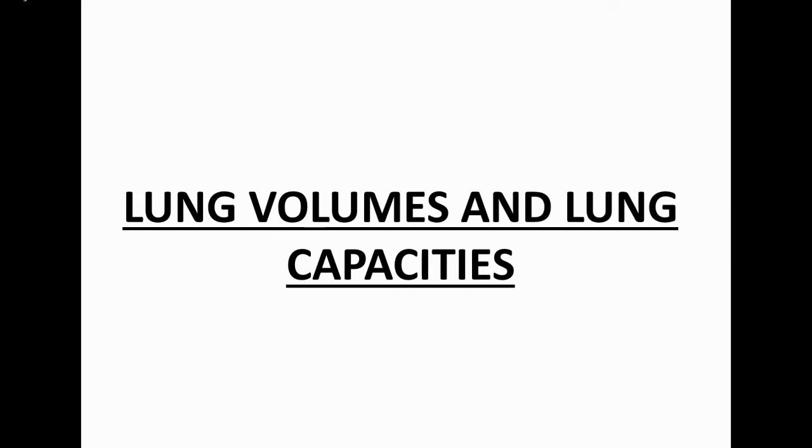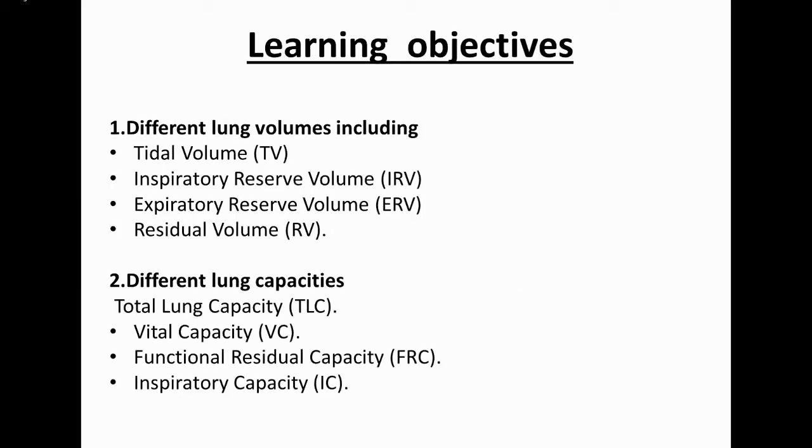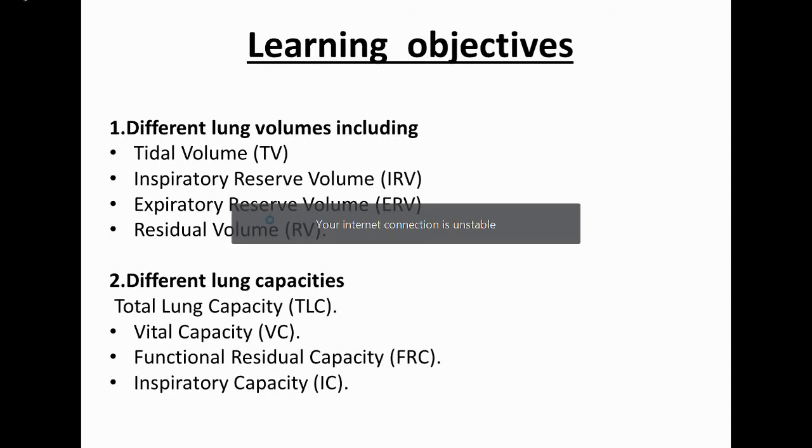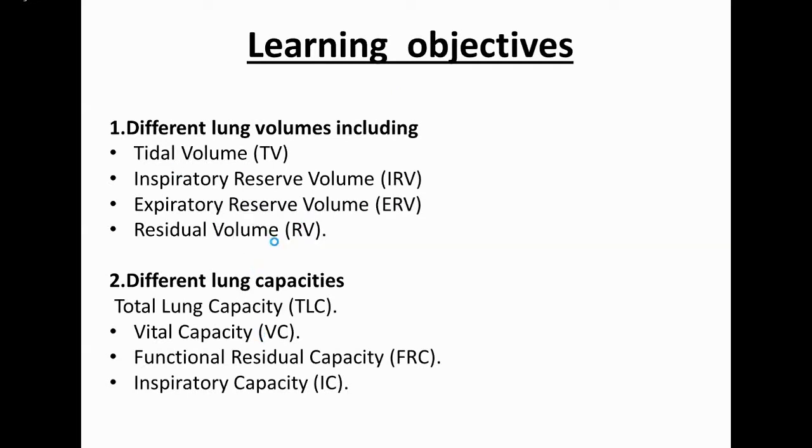To detect the lung function, we have to have some parameters, and those parameters are the lung volumes and the lung capacities. So you see that they are different. In the learning objectives, you should know that there are different lung volumes and lung capacities. By assessing these parameters, we can come to know about the function of the lung. So today we will be studying these different parameters.